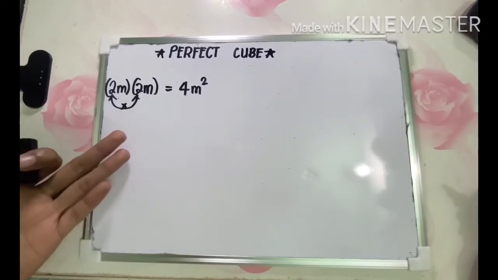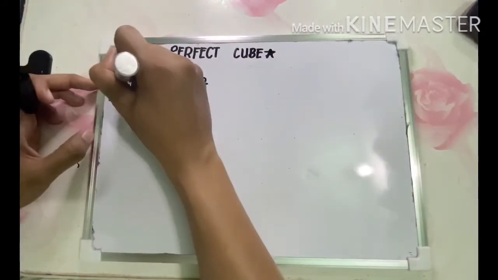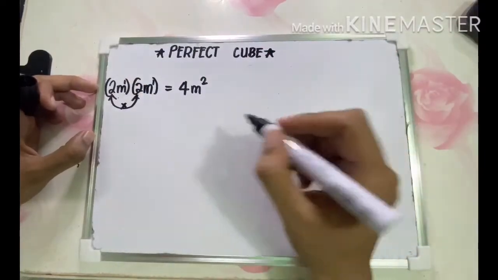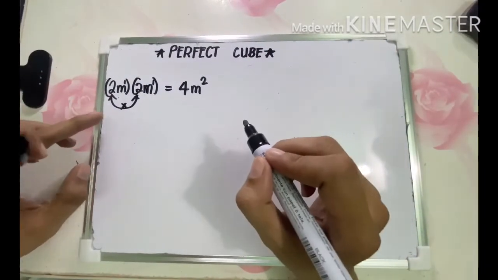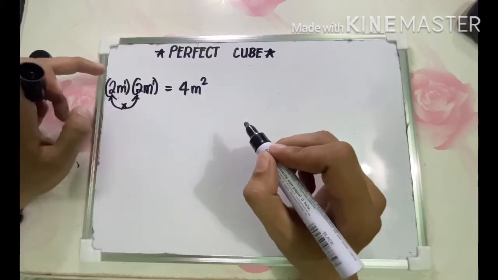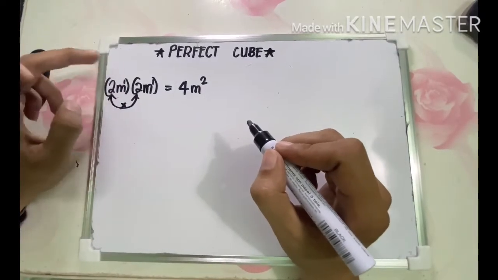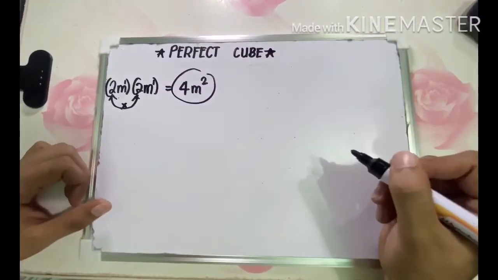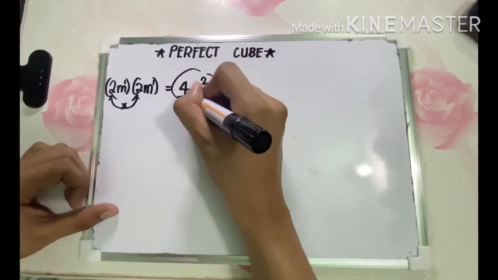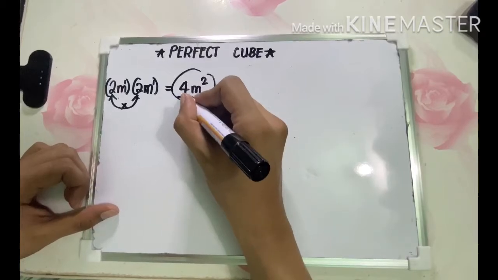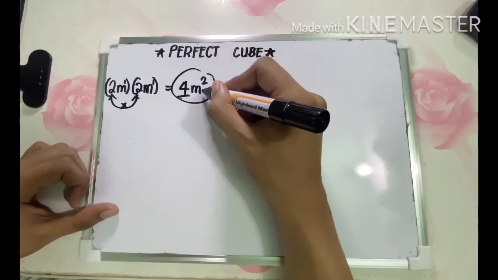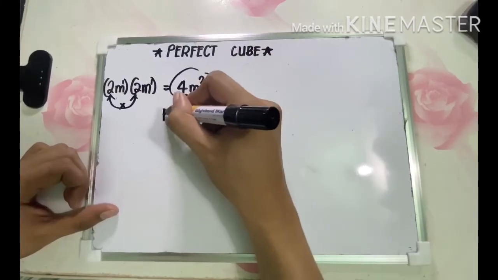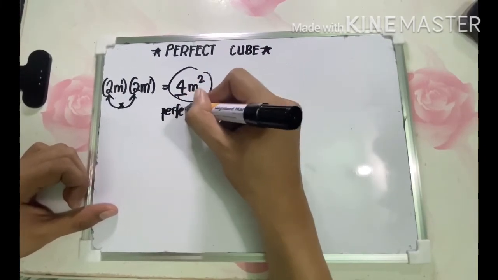So how come it becomes m squared? Because 2m can be written also as 2m raised to 1. So if we multiply the same variable, copy the variable and add the exponent. Add, don't multiply. So this 4m squared is a perfect square. Again, 4 is the numerical coefficient, which is a perfect square, and the exponent should be even, and that defines a perfect square.